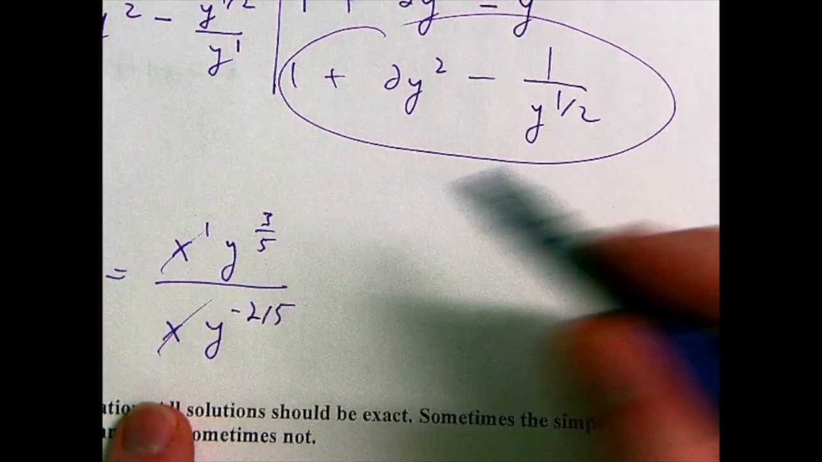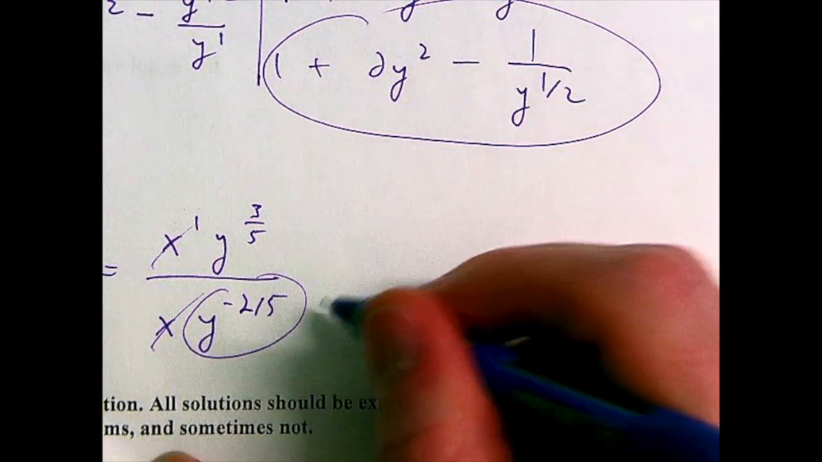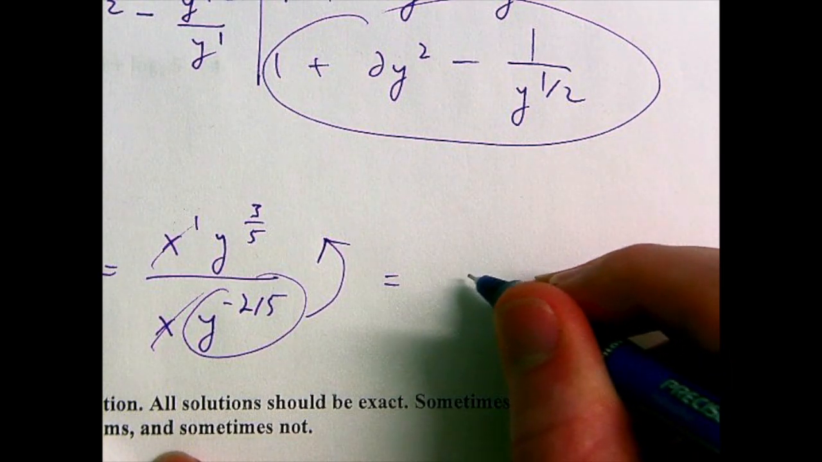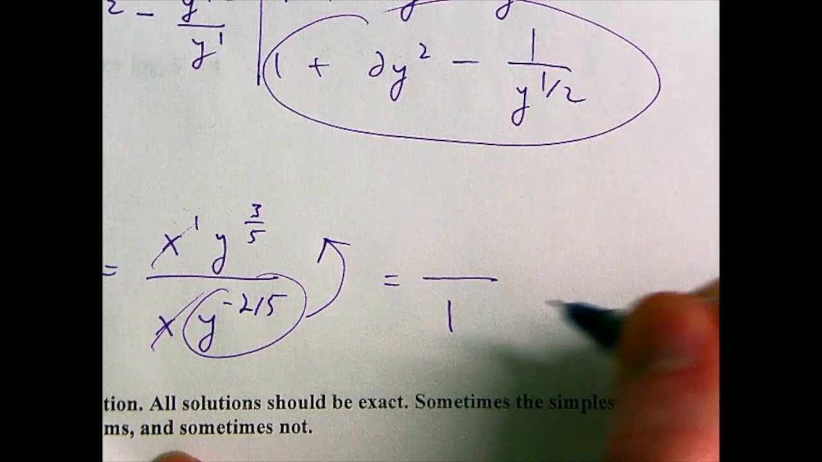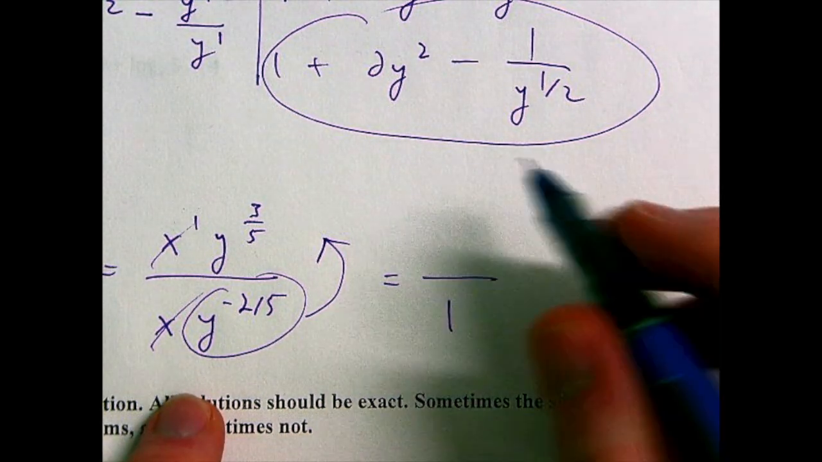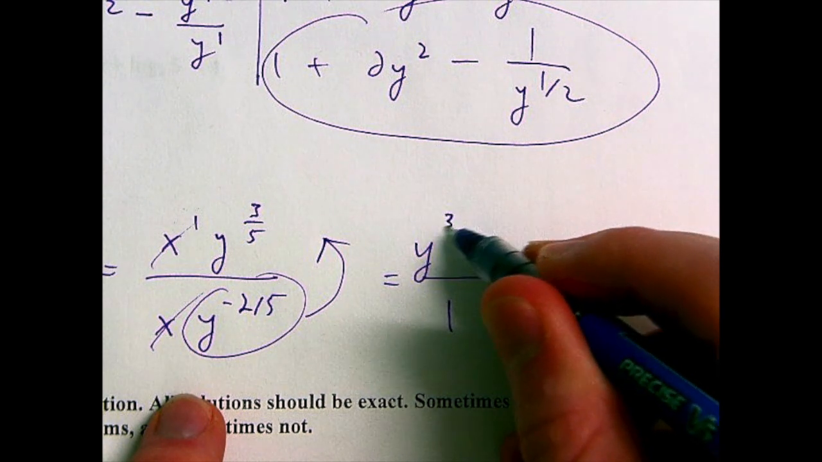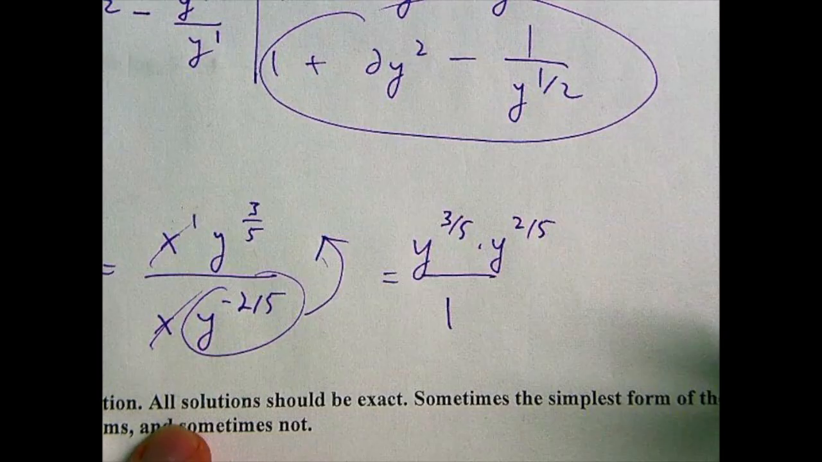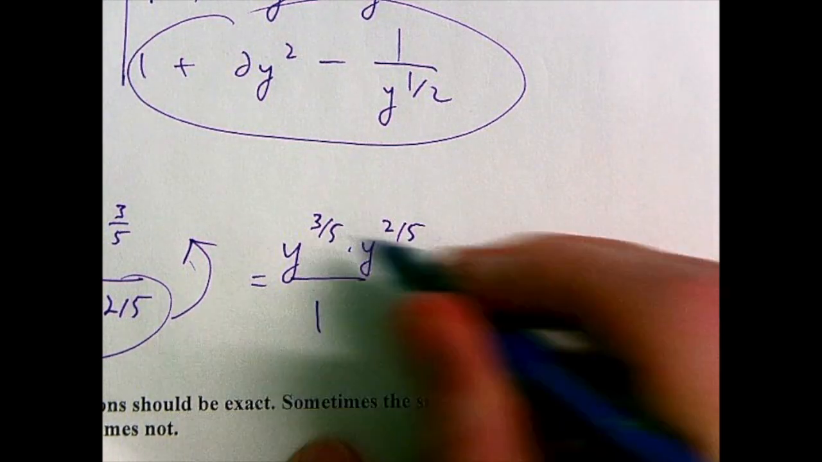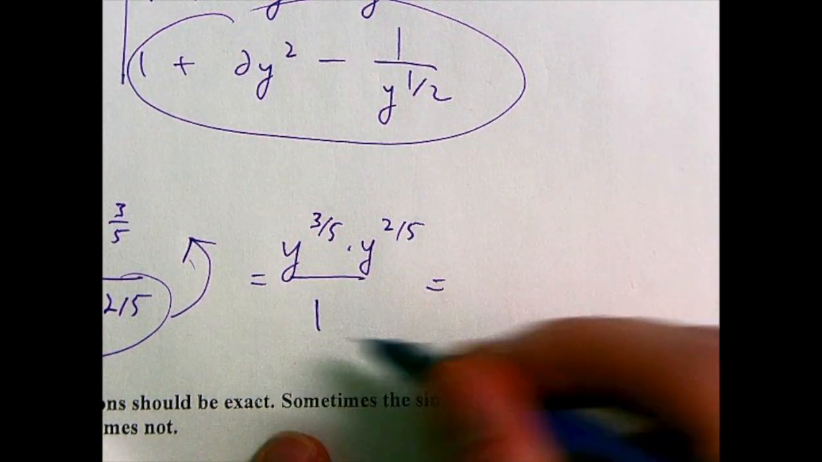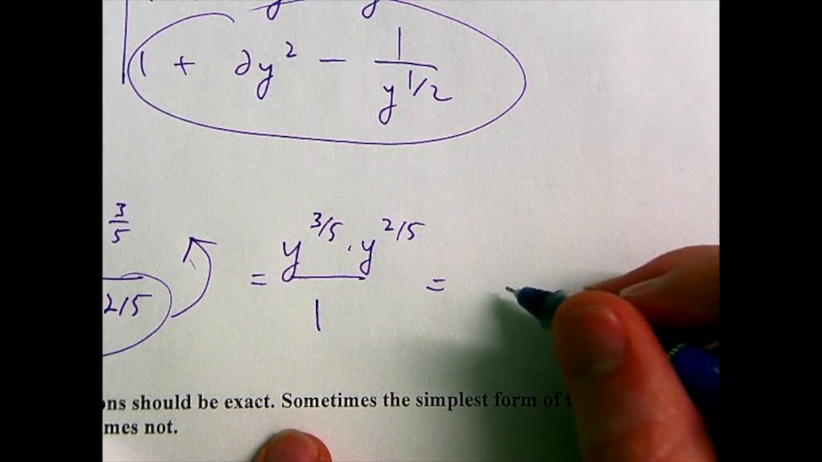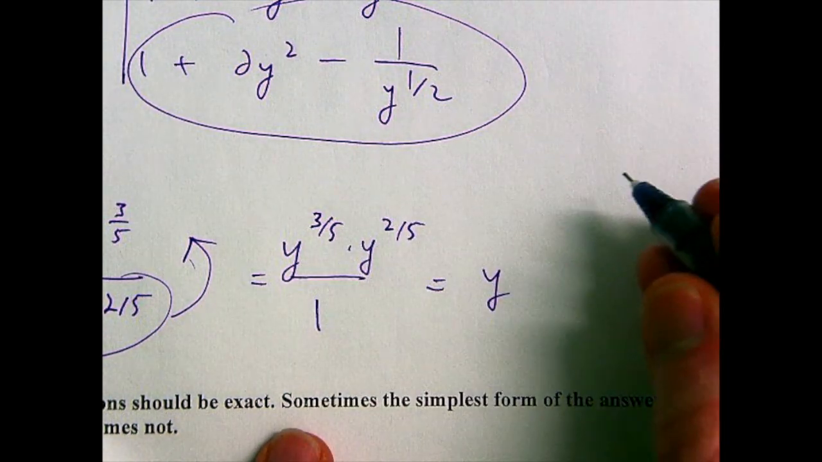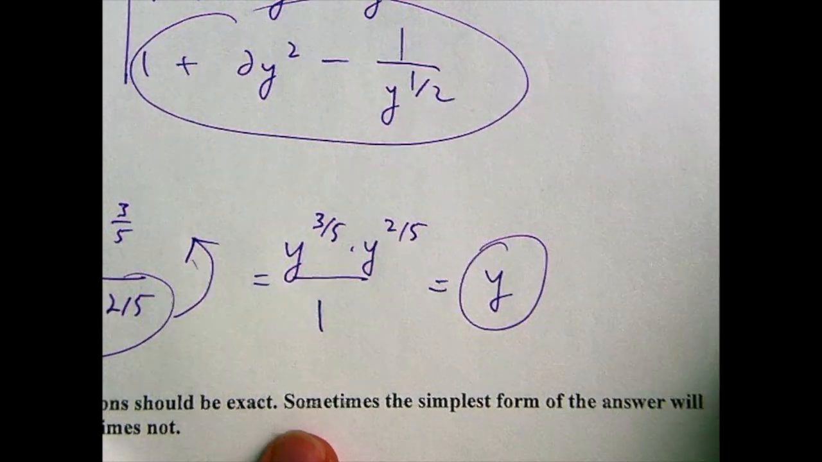These two x's actually cancel, that's cool. The y will go upstairs because it has a negative exponent. So there's actually nothing left in the denominator. You can write a 1 if you want, but there's not really any reason. So we have the y to the 3/5 times y to the 2/5. That's the one that went upstairs. We're just going to add these two exponents together. We can forget about the 1 in the bottom. So it's y to the, 3/5 plus 2/5 is 5/5, which is 1, so it's just y.